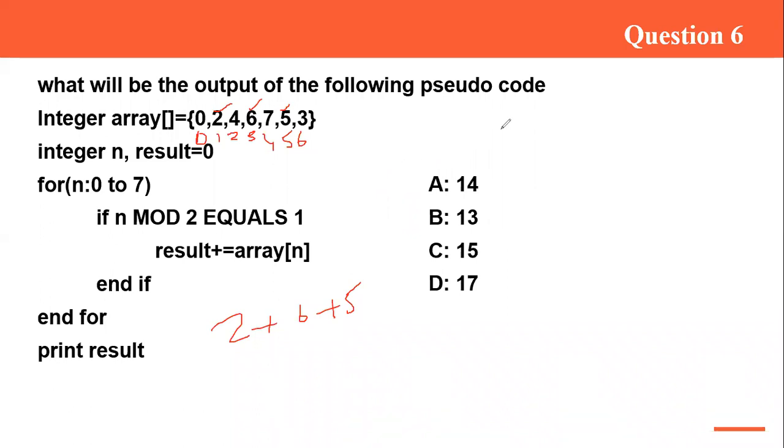Understood that, everyone? People who said 14, 15, I hope you got it. I hope I am not making any mistake in calculation, right? 2 plus 6 plus 5 is 13 only. People who got 14, 15 as answers, the answer is 13. I hope you got it.